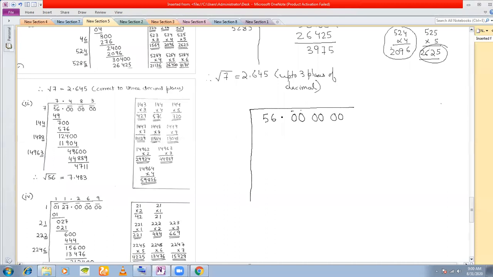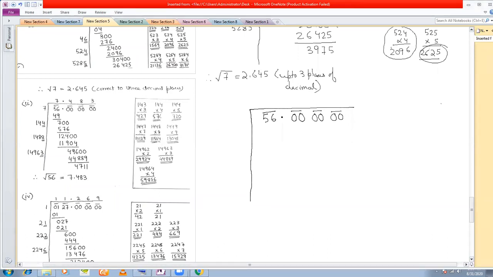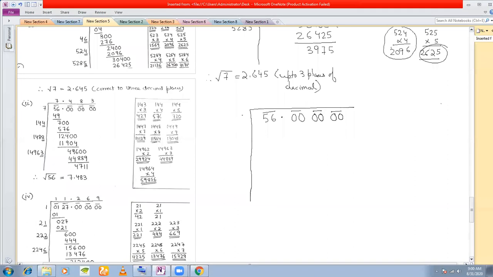Okay, we start pairing from here. So this is 1 pair, and we start pairing from here. So 56 is another pair. Okay, now we proceed to find out the square root with the division method. Now the closest perfect square that is close to 56 is 49, which is 7 square. 7 into 7 will be 49.